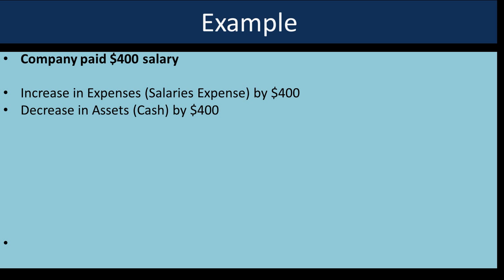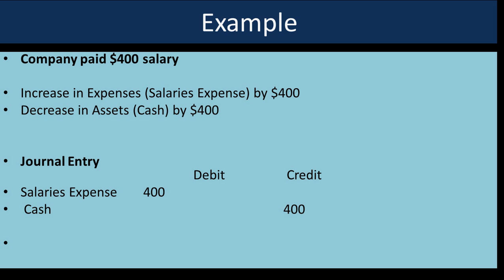So what will be the final credit and debit entries? Salaries expense will be a debit entry because my expenses are going up. Whenever there is an increase in expenses, it will be a debit entry of 400. And my asset account is going down. So whenever there is a decrease in the asset account, it will be a credit entry.